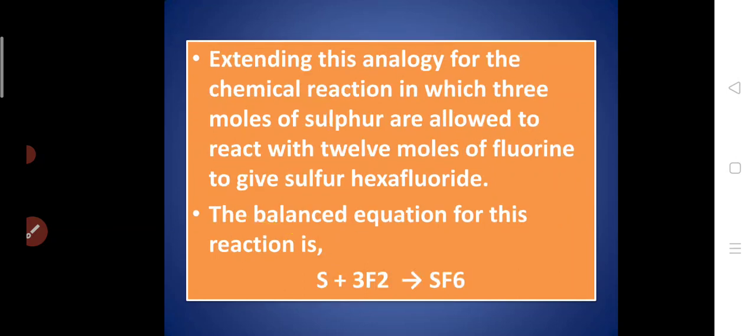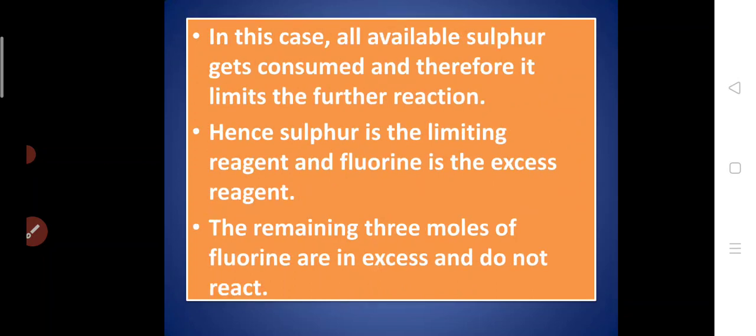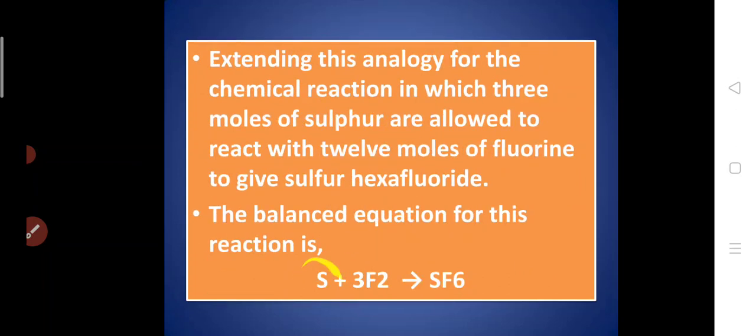So we have to multiply this by 3. 3 into 3, 3. Reacts with 9 moles of fluorine to give 3 moles of sulfur hexafluoride. In this case, all available sulfur gets consumed, and therefore it limits the further reaction. In this case, what happens is, sulfur is 3, fluorine is 9, and we get 3 moles of sulfur hexafluoride.